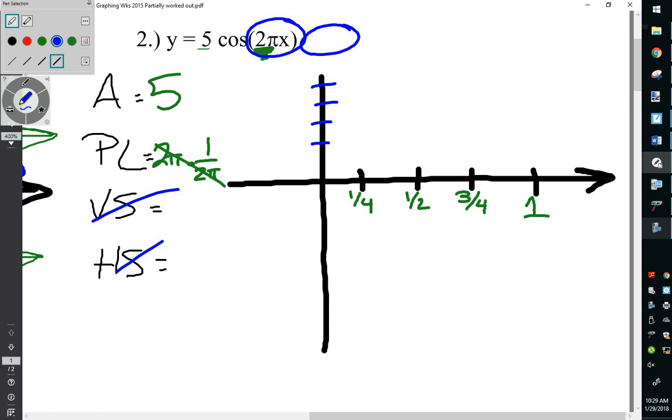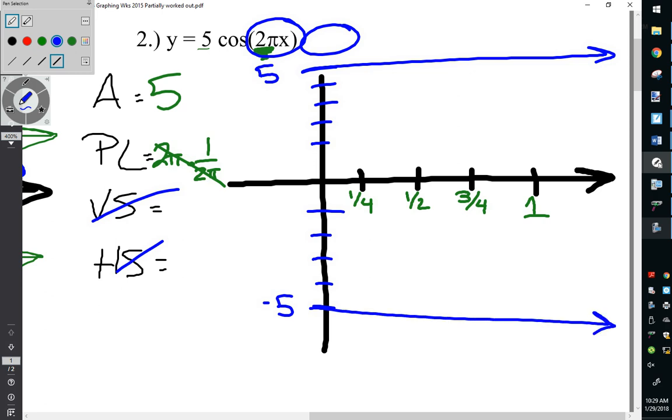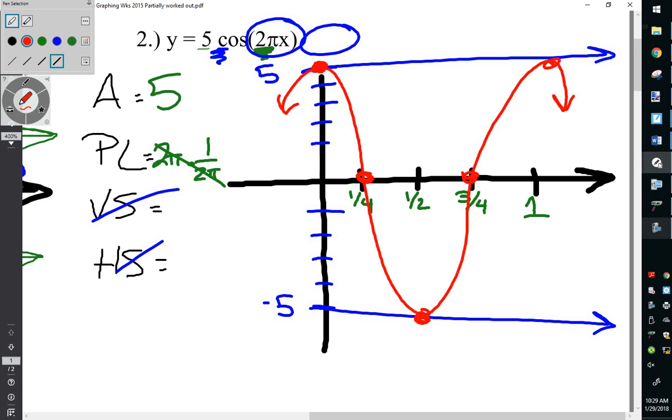So my amplitude is 5. So 1, 2, 3, 4, 5. Up to +5. That's the top of my graph. 1, 2, 3, 4, 5. Down to -5. That's the bottom of my graph. It's, again, a cosine graph. So since it's a cosine graph, I start at the top. And then I go down through my cycle. Top, middle, bottom, middle, top. Connect the dots just like that.